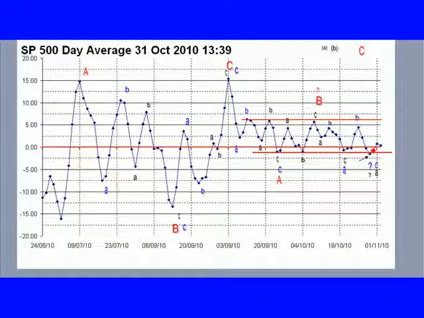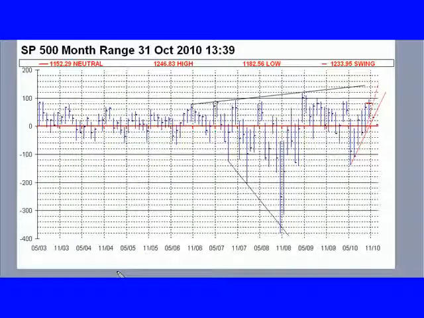Now just going back quickly to the S&P daily average differential, if you remember I said to you that I would show you why upside was pretty limited this month, why you should look at multiple time frames or multiple time periods, MTPs or MTFs, whichever you like to call them. We're going to look at the monthly on the S&P now. Here's the monthly momentum range on the S&P.